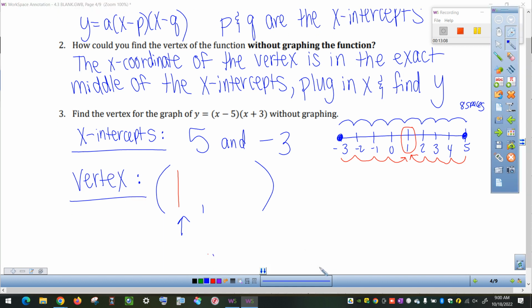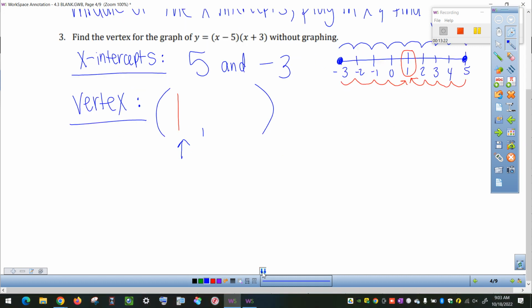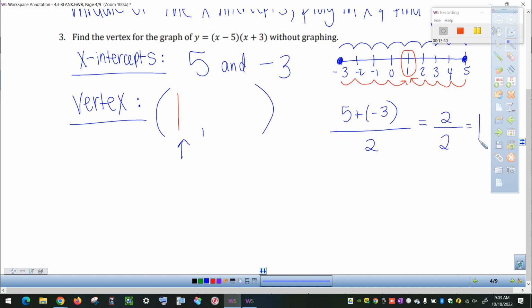Now, another thing that we can do, if we don't want to draw a number line every time, or maybe we have numbers that are really, really big, and so it wouldn't fit on our page, is we could add the x-intercept values together and then divide by 2. So another option is to do 5 plus negative 3, and then divide that in half. On the top here, 5 plus negative 3 is 2. When we divide that by 2, we're getting the same answer of positive 1. That is the x value of our vertex.